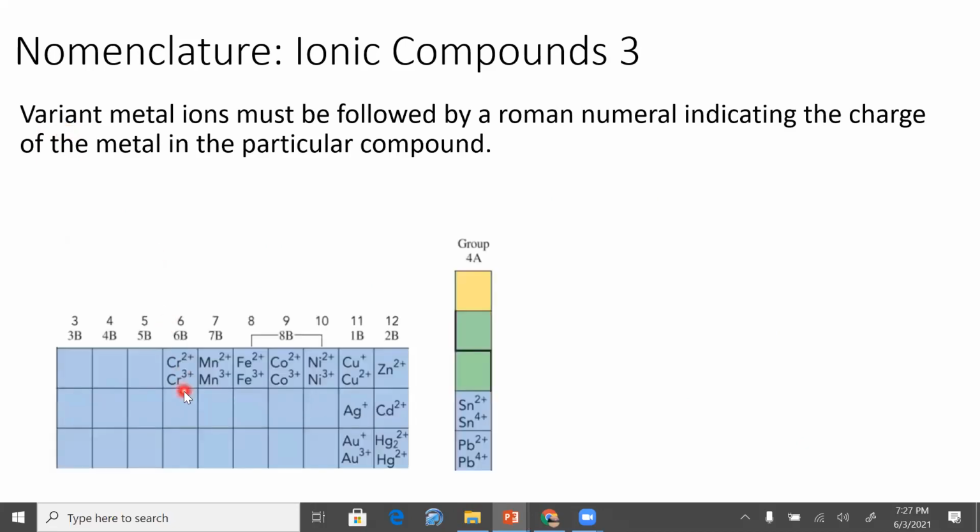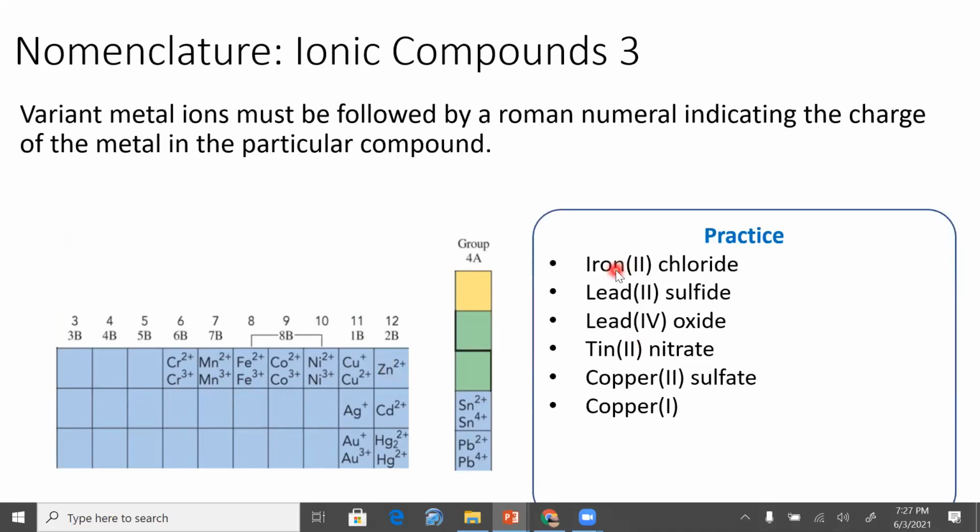As an example, chromium can form an ion with a +2 charge, but it can also form an ion with a +3 charge. Copper can form an ion with a +1 charge, but it can also form an ion with a +2 charge. So how do we know which one we're dealing with? Well, we're going to use Roman numerals to stand for the charges on the ions so we can differentiate them.